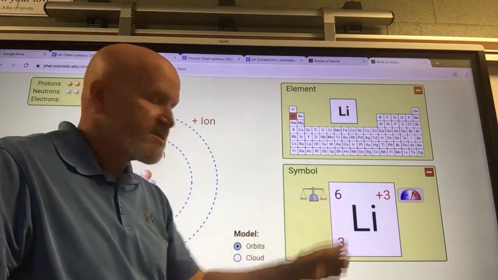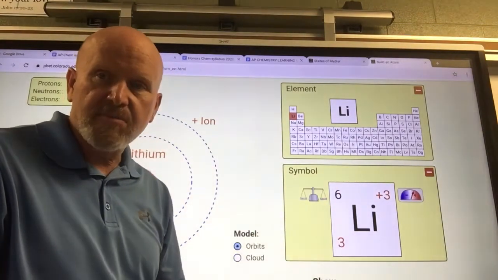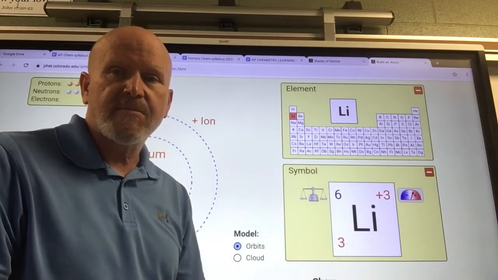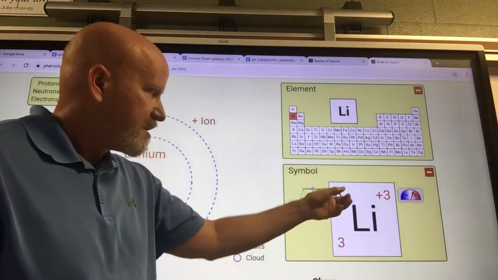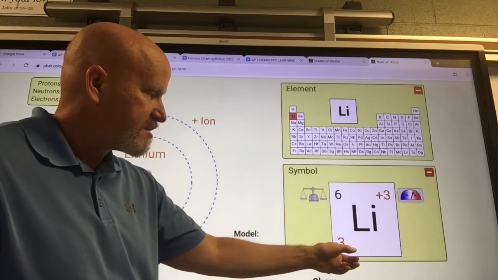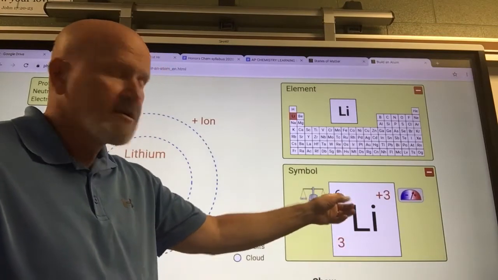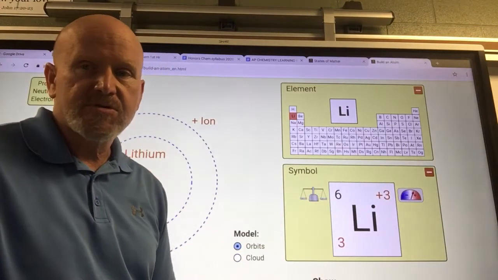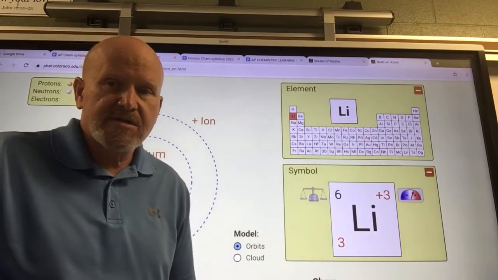So what's this number 6? Well, that's the total number of particles in the nucleus that are adding mass, and so that means if I've got a mass number of 6 and an atomic number of 3, that means I have to have 3 neutrons. So all you have to do to figure out the neutrons is subtract.